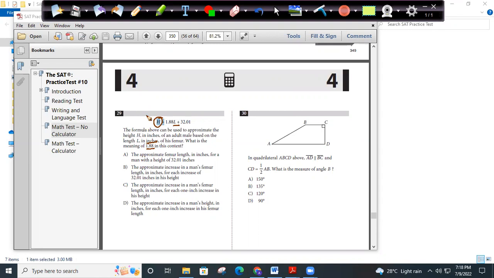So now I'm very clear when I read the question: I need to find the meaning of 1.88. That is the meaning of the slope. The meaning of the slope is the increase in the height in inches for every 1 inch increase in the femur length. The option says the approximate femur length in inches for a man with a height of 32.01 inches. So it's saying 1.88 is a length when h is 32.01, which is meaningless. Suppose I keep h as 32.01: 32.01 is equal to 1.88 L plus 32.01. Both of them get cancelled, so L is equal to 0, something meaningless.